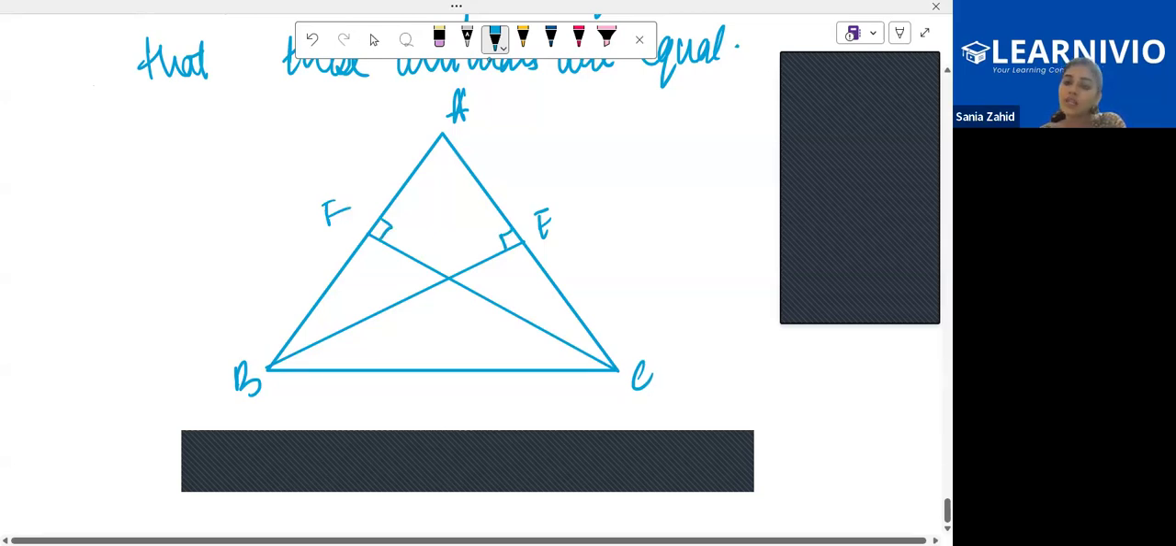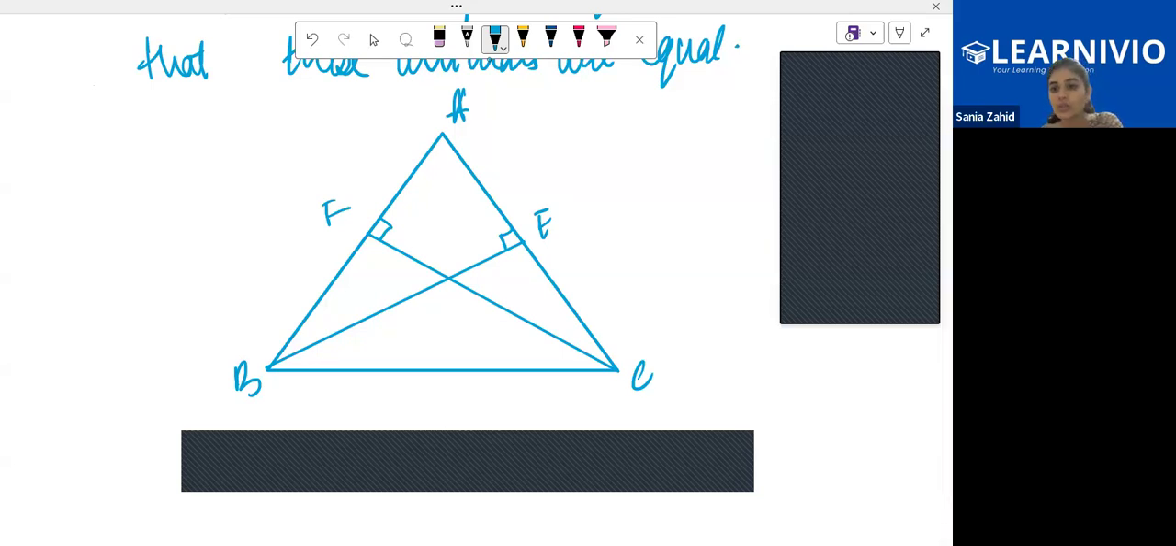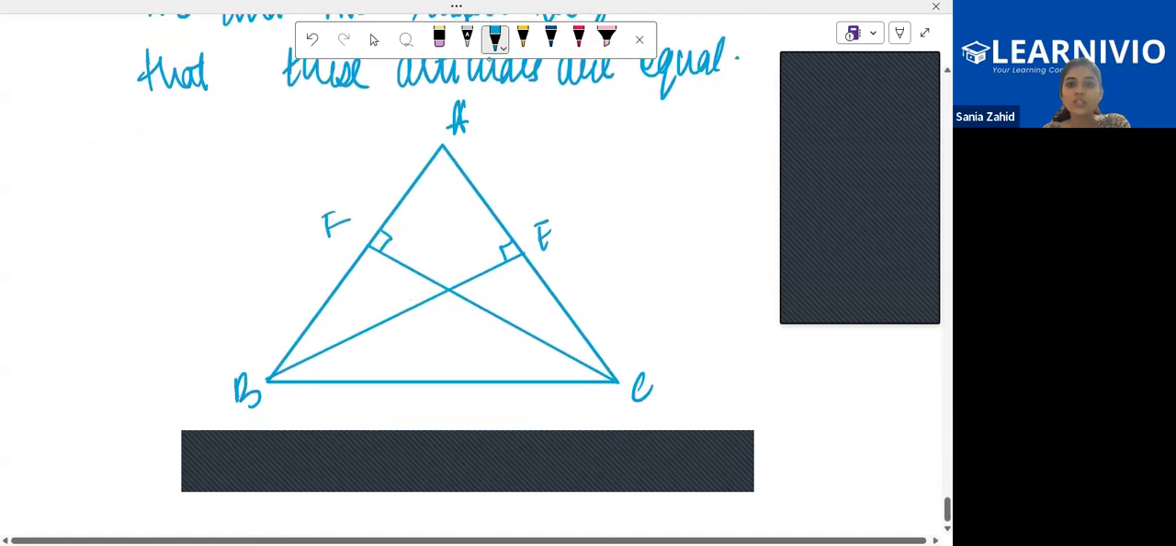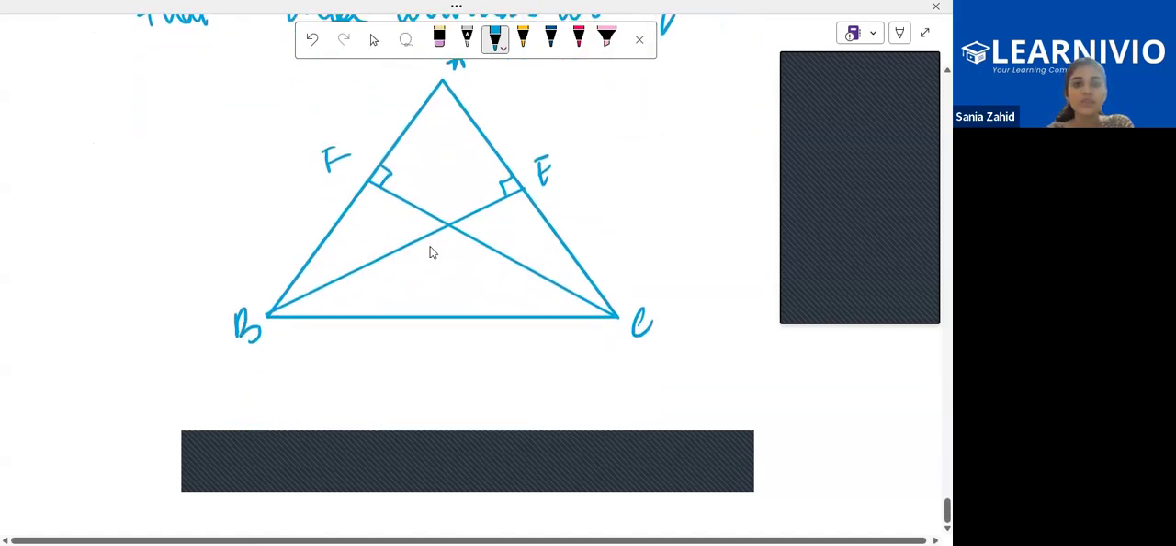Fine. So altitudes means 90 degrees. Remember that altitudes may or may not cut into equal halves. It can, like if it is the perpendicular bisector. So it can cut into equal halves as well. But it is not fixed that an altitude will cut into equal parts. The fixed thing is that it will be 90 degrees. But it may also cut. Remember this thing. Equal sides AC and AB respectively, show that these altitudes are equal. So what is given in the question?